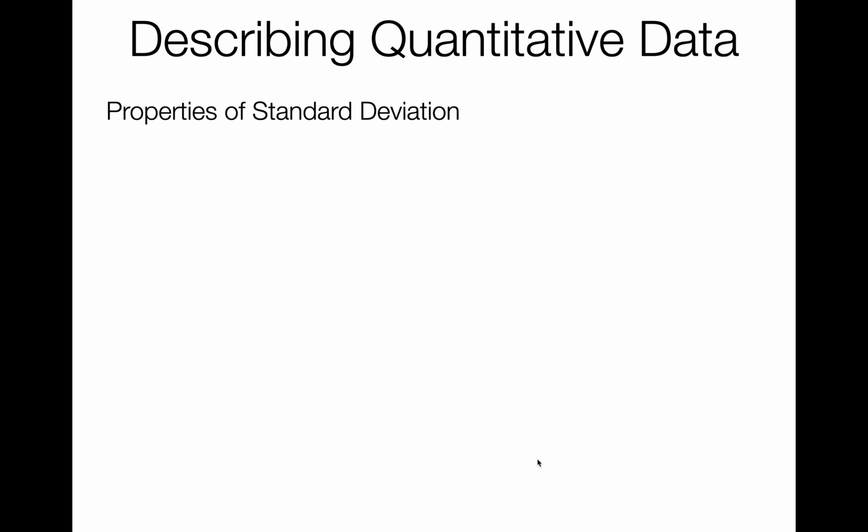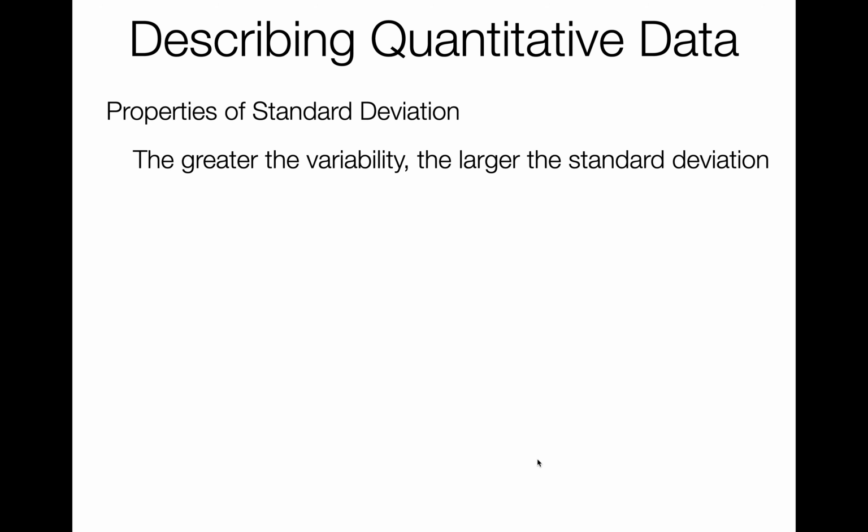Now, properties of the standard deviation. This is the one that I want you to take home with you, so to speak. The greater the variability, the greater the standard deviation. Okay, if I have a standard deviation of 1, then there's relatively not a lot of spread in the data. The data isn't really spread out. But if the standard deviation is 100, then I know it's really spread out.